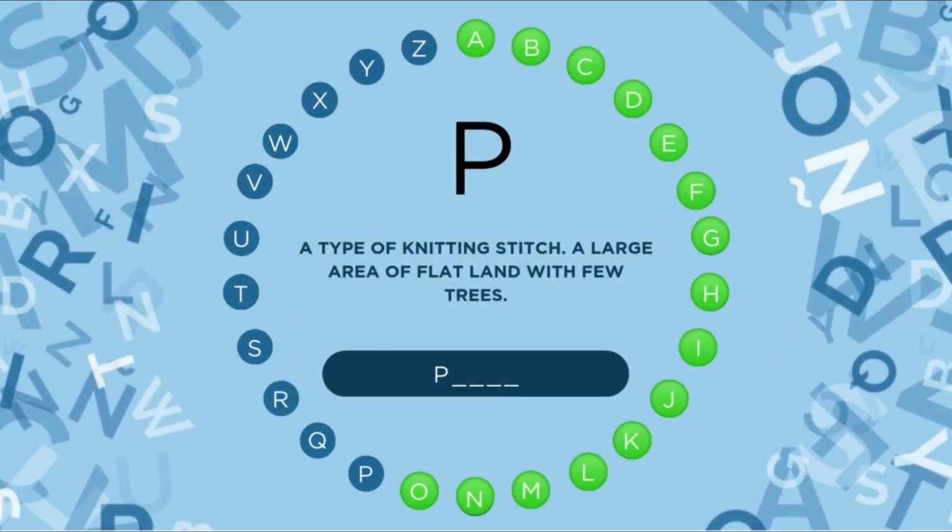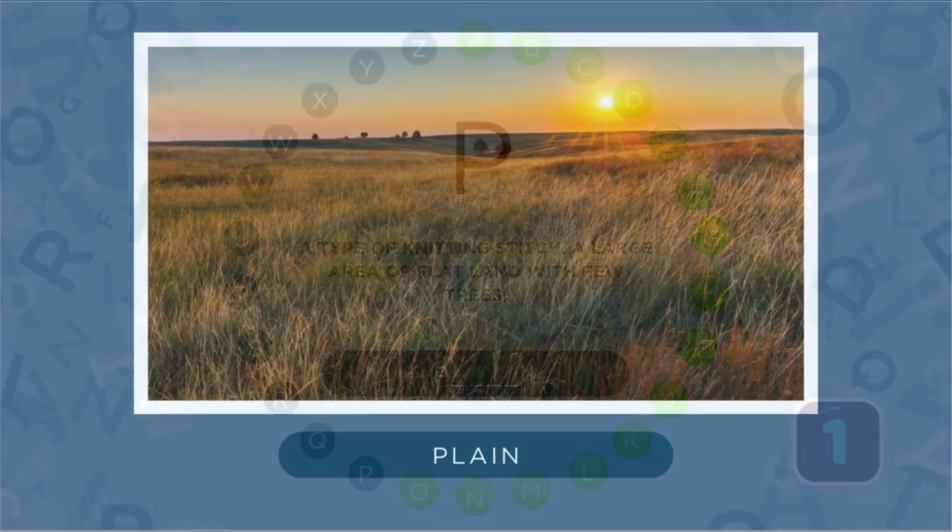Moving on to the letter P, a type of knitting stitch or a large area of flat land with few trees. Few seconds left on the clock, and the answer to the letter P is plain.